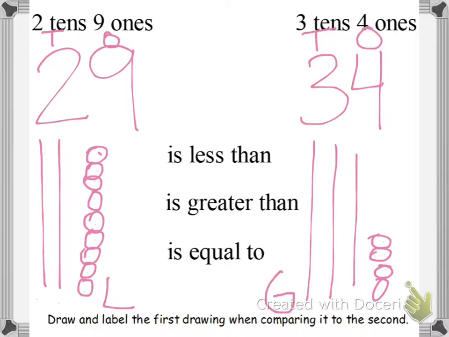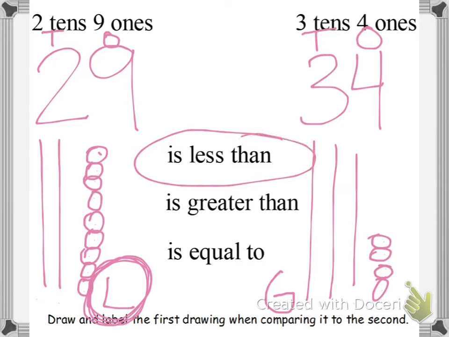Well, we know that 29 is less than, because we just put an L right there for less than. And since 29 is first, we say is less than. We know that 29 is less than 34. Now, if 29 and 34 had switched positions and 34 had been first, we know that 34 would have been greater than 29. But we can't change the order because that's how it was given to us. So we know that 29 is less than 34.